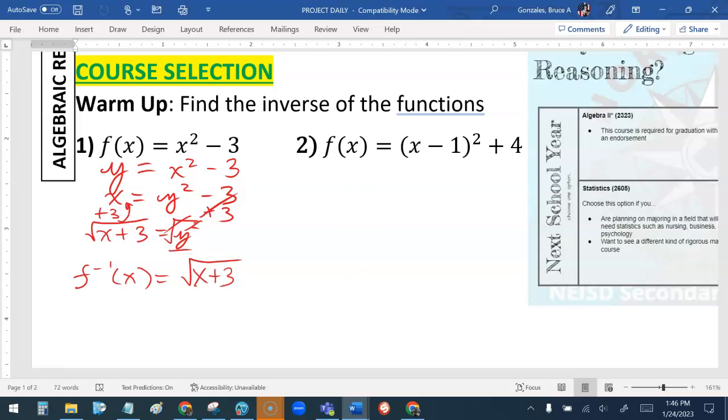Number 2, though, let's do the same exact steps. Step 1, f of x becomes what? Y. Okay, let's write that down. y equals x minus 1 squared plus 4.